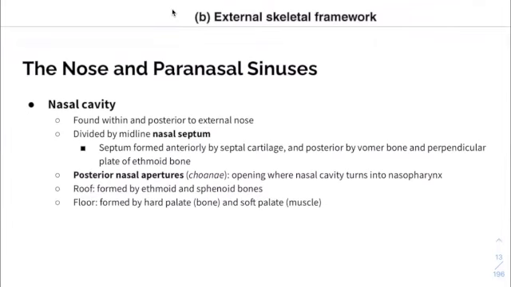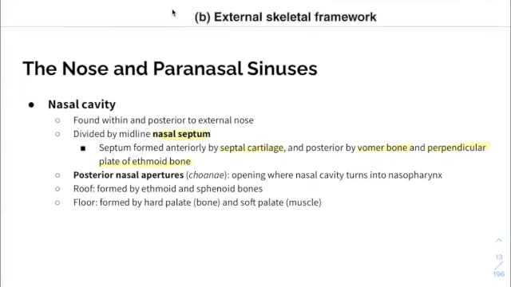So our nasal cavity is found within and posterior to the external nose. If you remember from Anatomy 1, Bones chapter, we have a nasal septum. In the front, it's septal cartilage, but in the back, we have our vomer bone and that perpendicular plate of the ethmoid bone. That is what separates your nasal cavity into right and left sides, that bone going all the way back.